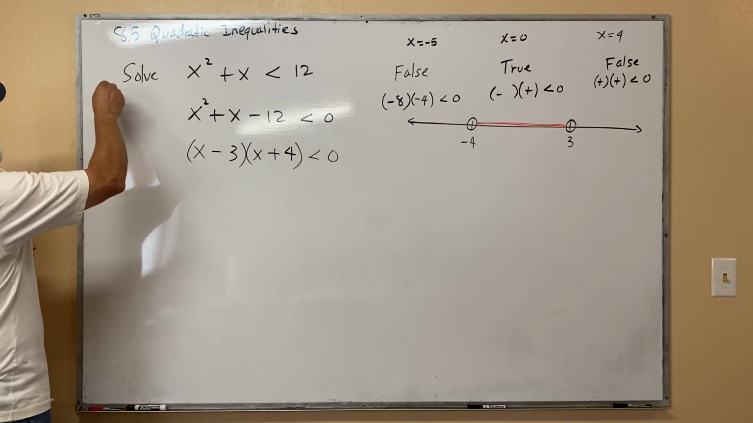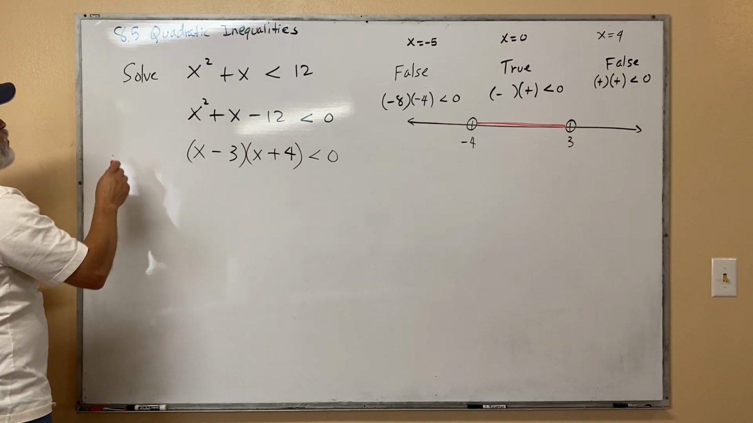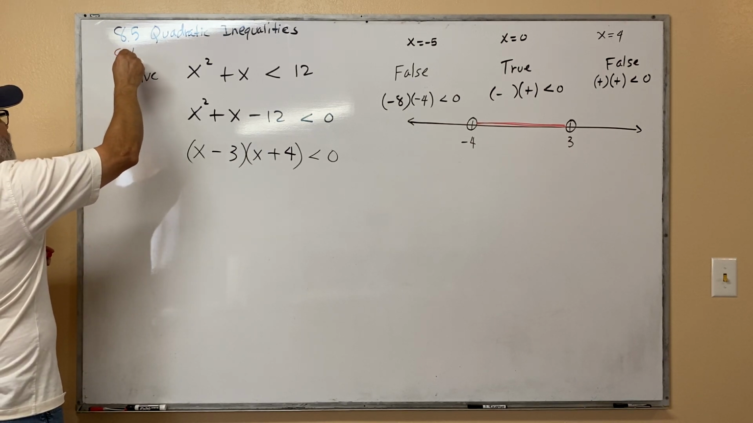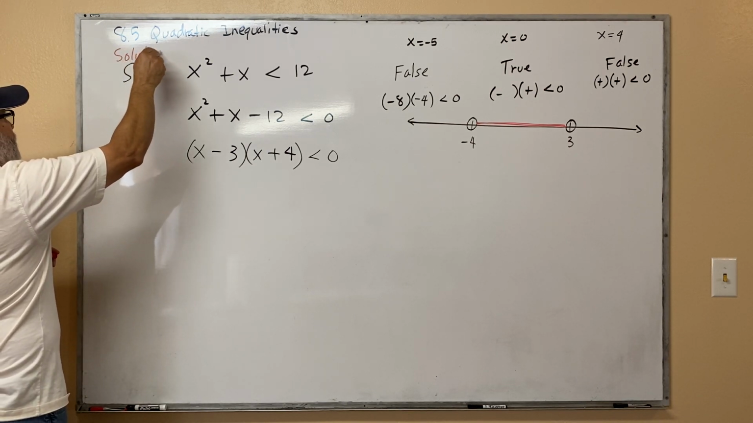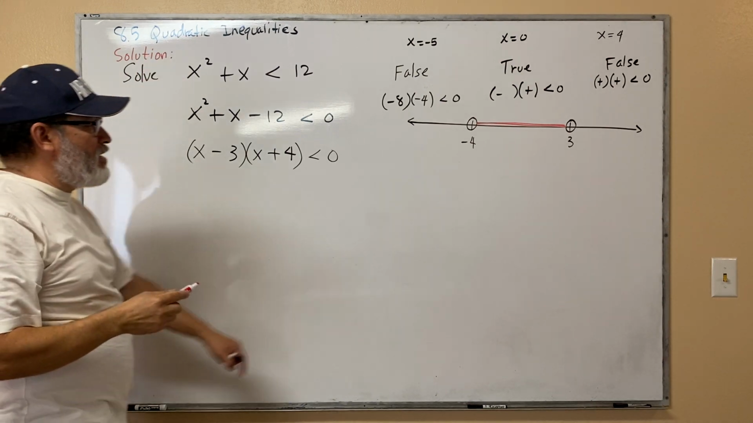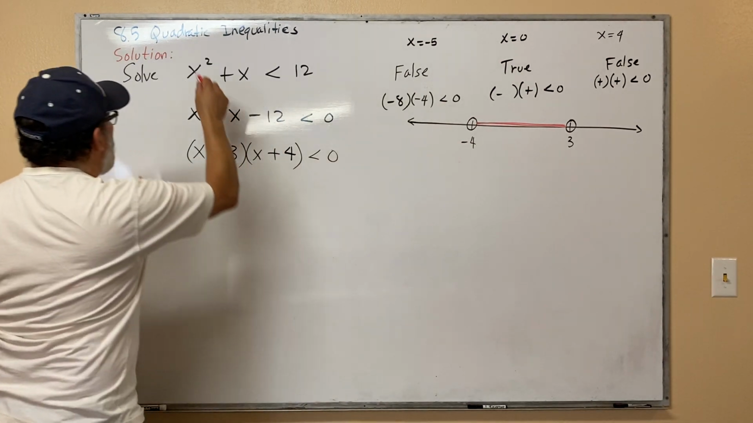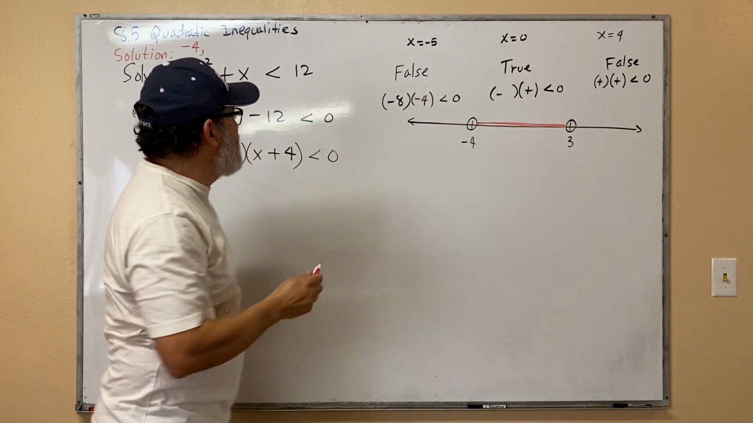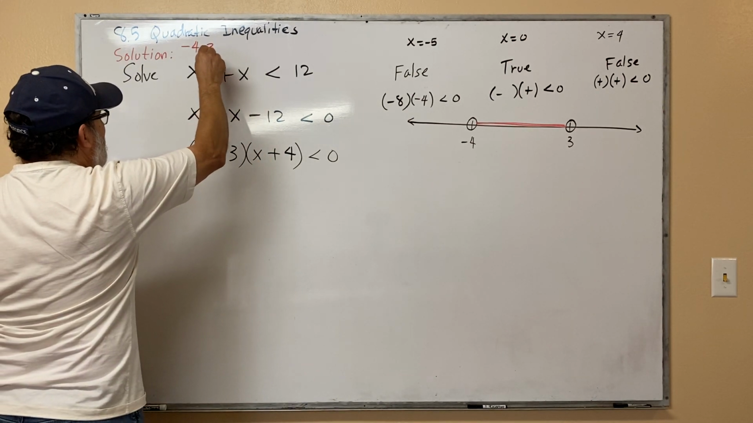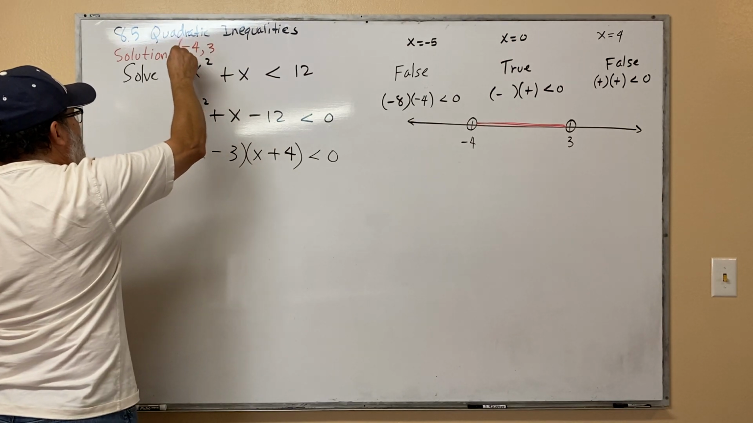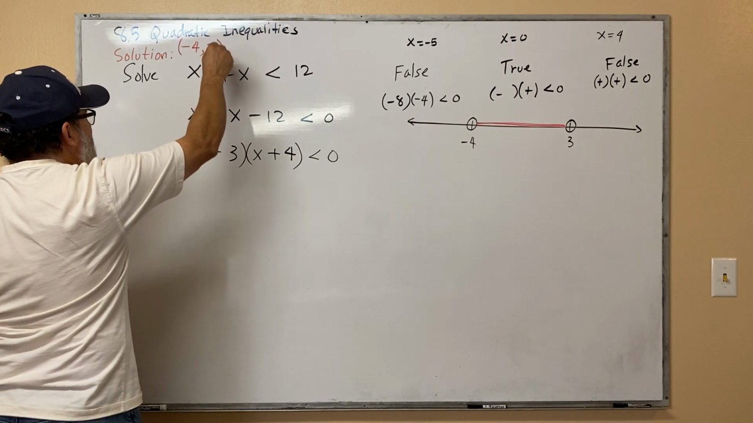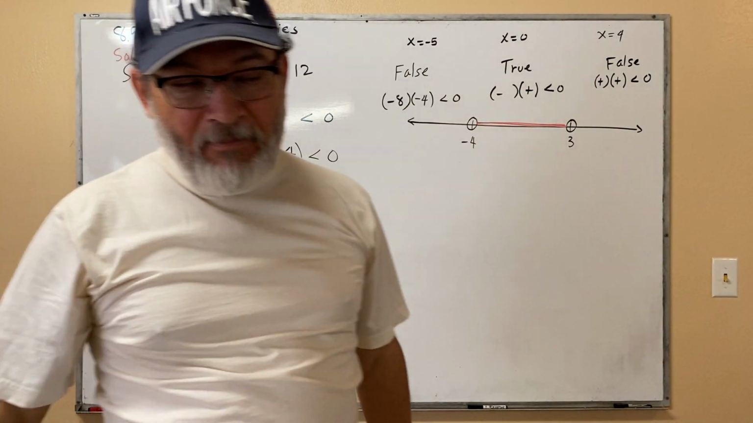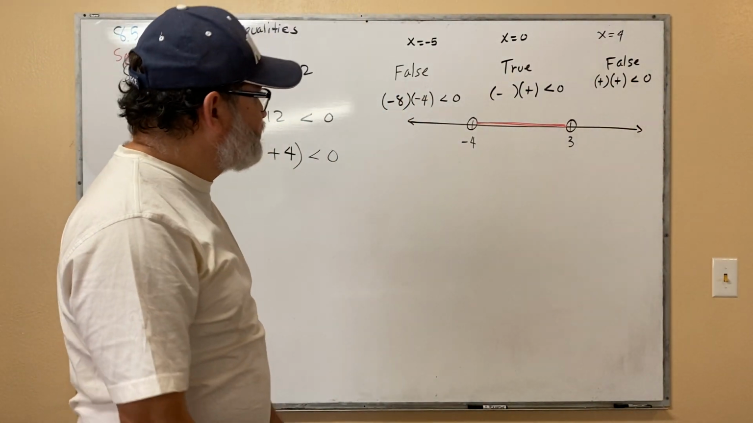Where should I write it? So, solution to this problem. So I'm going to write it here. Solution. It's going to be from -4 all the way up to 3, excluding with parentheses. That's the solution. Yep, we got it.